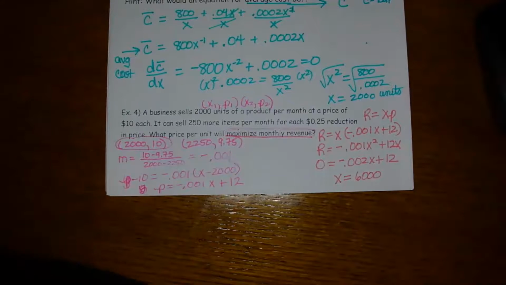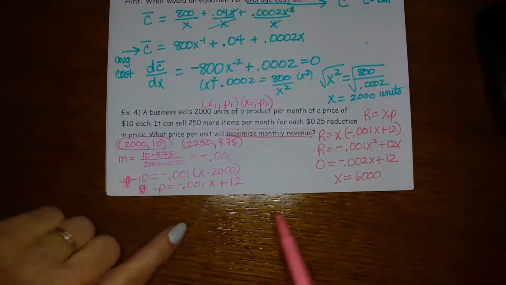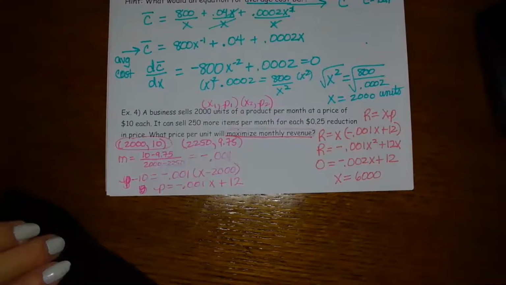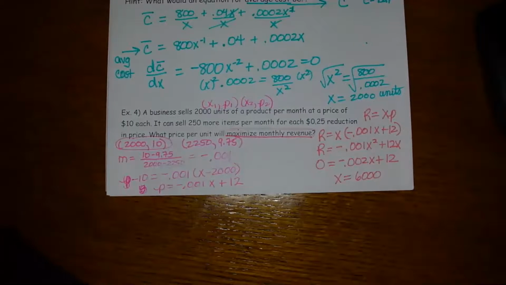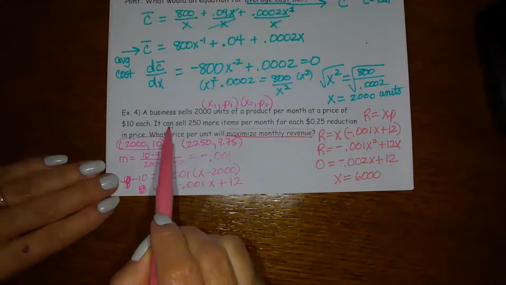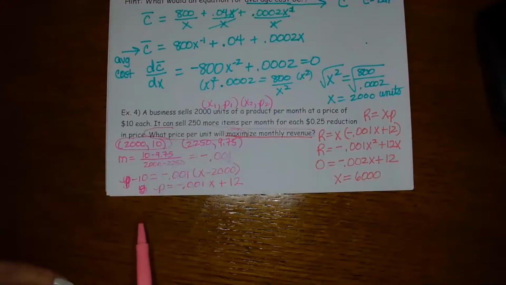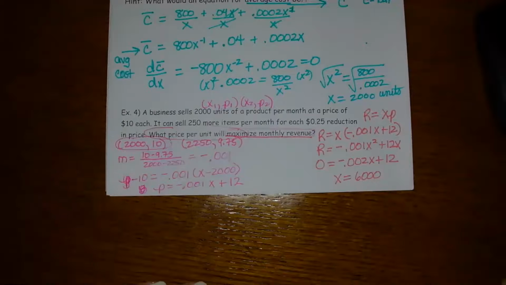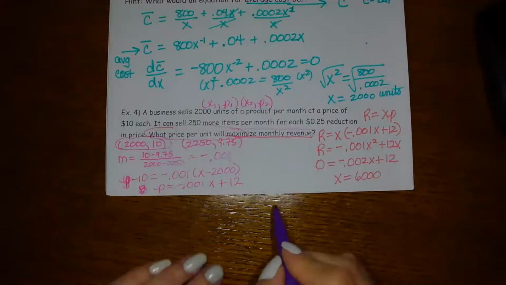Now, are we done with the equation? What did we find? Okay, we found X. What does X always represent? The number of what? Units. Tells you how many you're going to make. So if we're going to make 6,000, what price will maximize revenue? What do I need to do with that 6,000? Need to plug it into price.